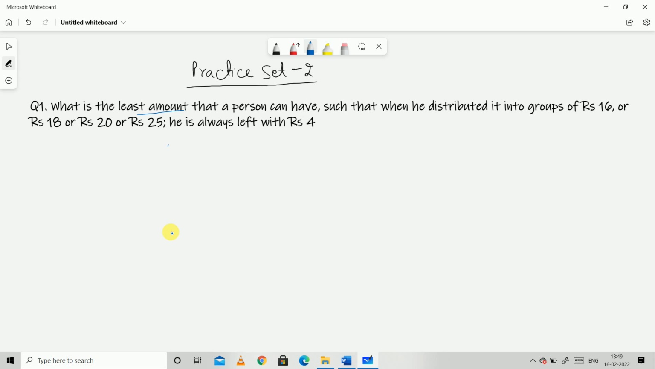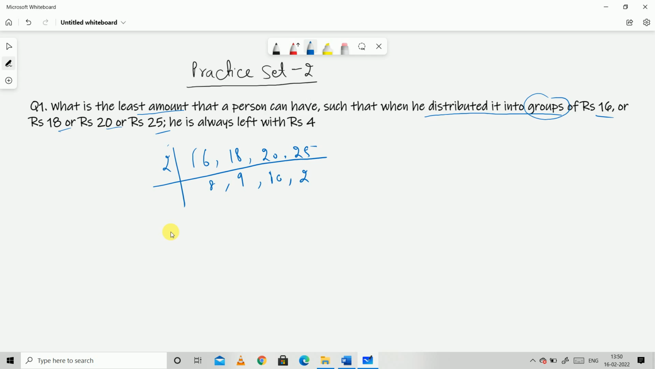Also, I have told you that when we talk about distribution into groups, this also hints at LCM. So you need to find the LCM of these given numbers, and then only we will get the least amount, because LCM is the least common multiple. For finding the least amount, you need to find the LCM of 16, 18, 20 and 25. Let's use the division method. 2 8s are 16, 2 9s are 18, 2 10s are 20, and 25 we copy as it is.